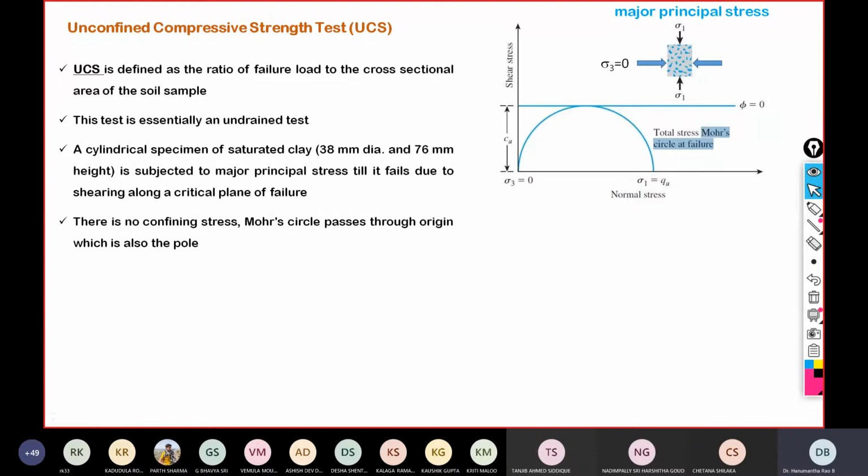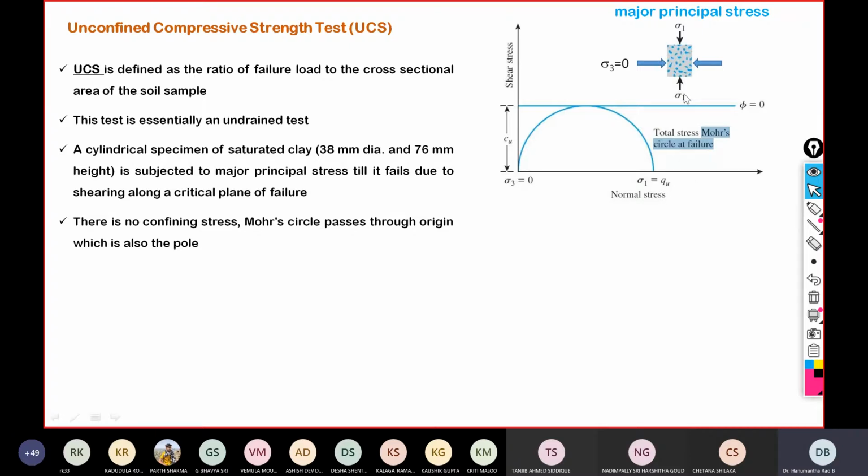Now here we are using two varieties of terminology. One is major principal stress, next is minor principal stress. Using these stresses, we can draw the circle called the Mohr circle. For the Mohr circle, we need two varieties of stresses. The x-axis is normal stress and the y-axis is shear stress. On the x-axis, normal stress is there, and this normal stress is nothing but the major and minor principal stresses.